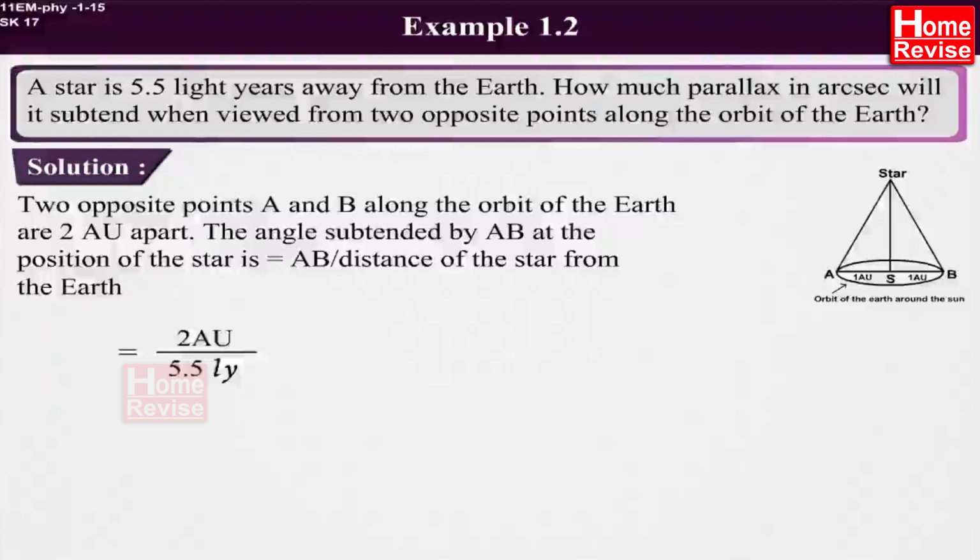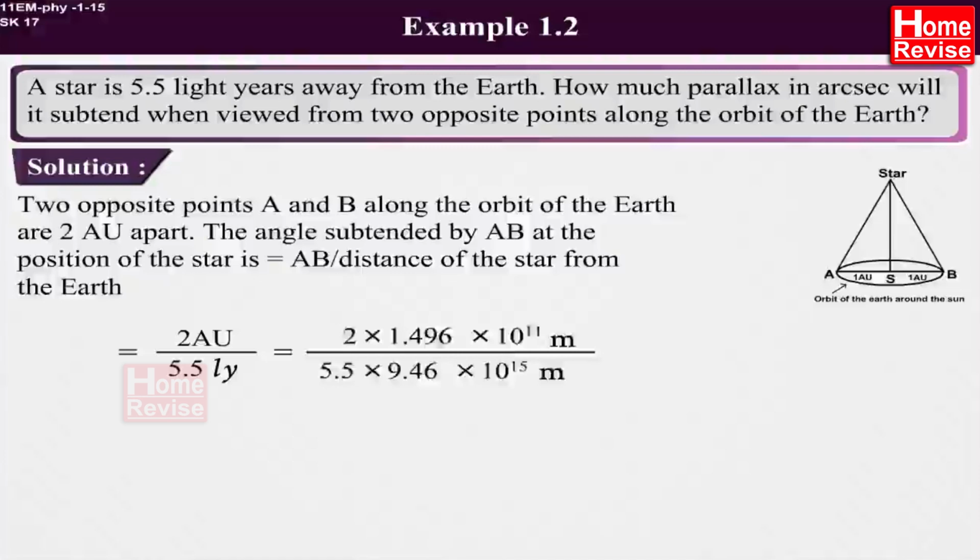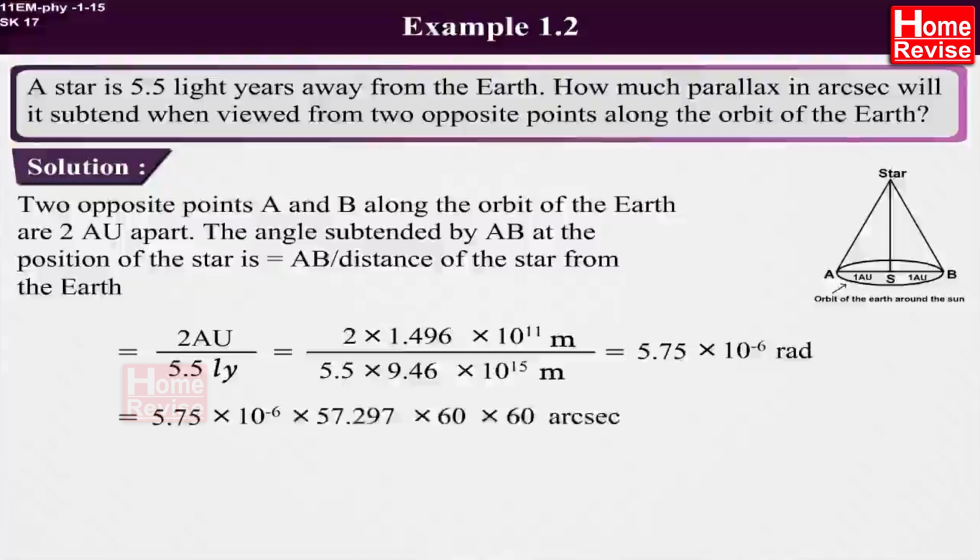which is equal to 2 AU upon 5.5 light years, which is equal to 2 multiplied by 1.496 multiplied by 10 raised to 11 meters upon 5.5 multiplied by 9.46 multiplied by 10 raised to 15 meters, which is equal to 5.75 multiplied by 10 raised to minus 6 radians, which is equal to 5.75 multiplied by 10 raised to minus 6 multiplied by 57.297 multiplied by 60 multiplied by 60 arcsec, which is equal to 1.186 arcsec.